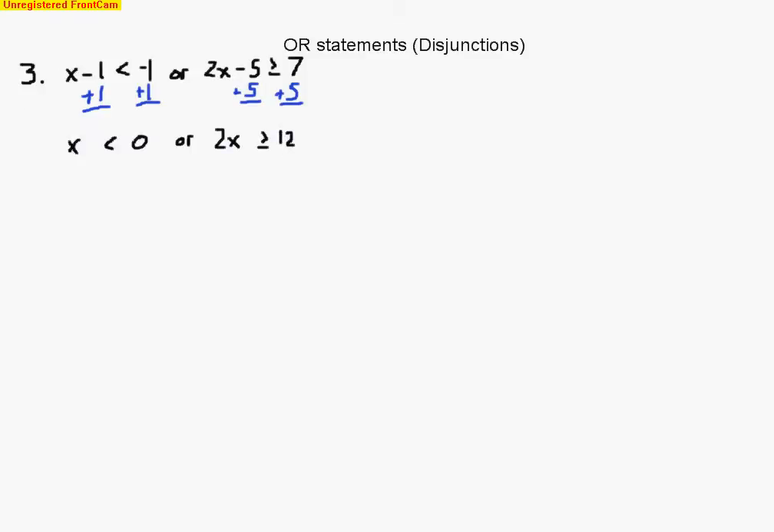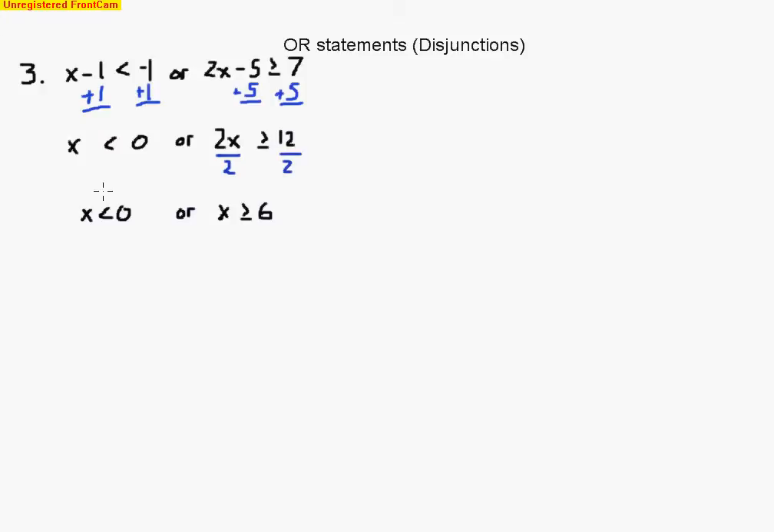So I just have one more step to solve that second inequality, and that is to divide by the coefficient of x, which is 2. I just do that work on both sides, and I get my answer. I've got x is greater than or equal to 6. And I'll go ahead and bring down the rest of the problem. I've got or x is less than 0.